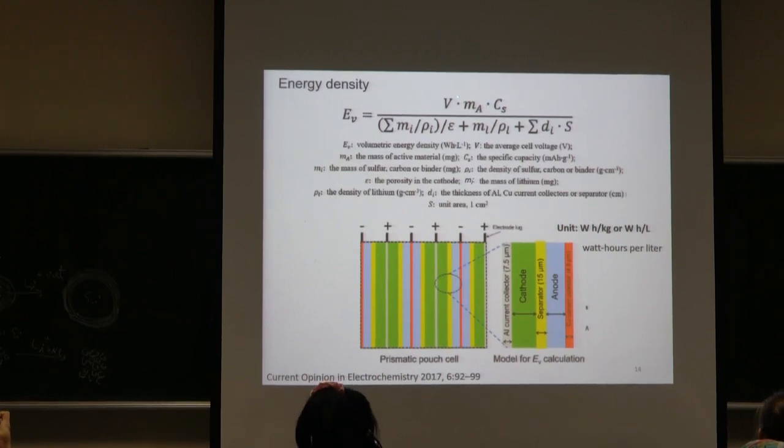Because the mass is always fixed, right? Voltage depends on the materials used. If you use lead as one of the materials, the voltage is already determined. And Cs depends on the capacity.